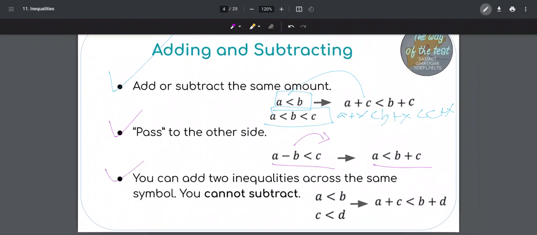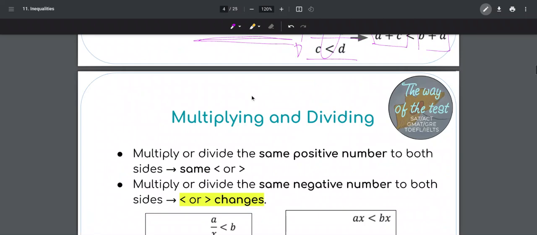I can also add two inequalities with the same symbols. When I have inequality 1, a is less than b, and c is less than d, both are less than symbols, so I can add vertically. So a plus c is less than b plus d. This only works for adding. This does not work for subtracting. Okay, pause the video, copy everything, and we are going to move on.